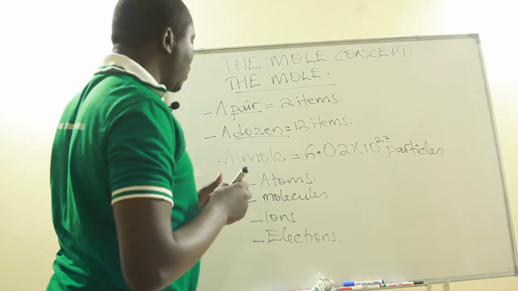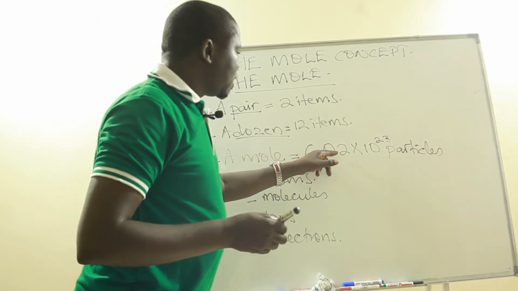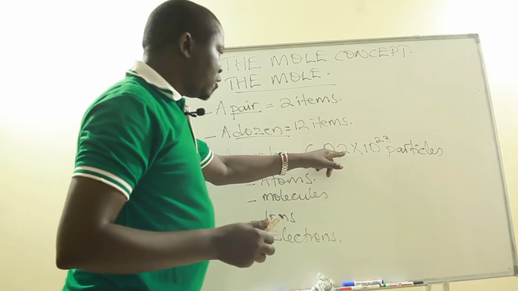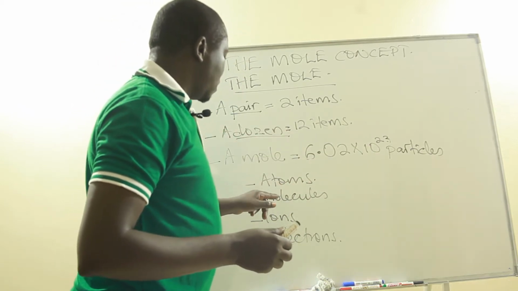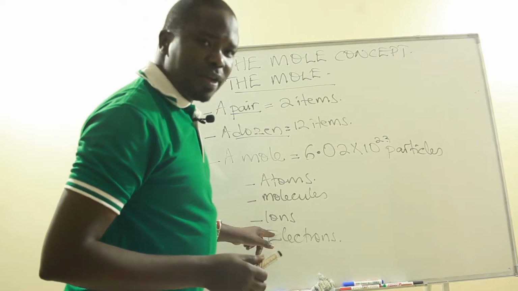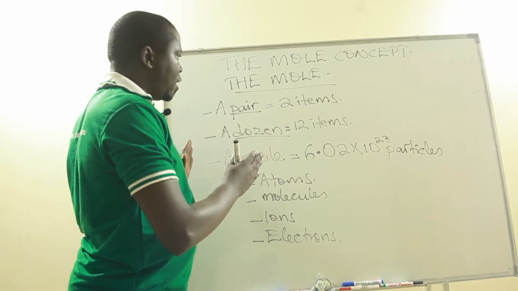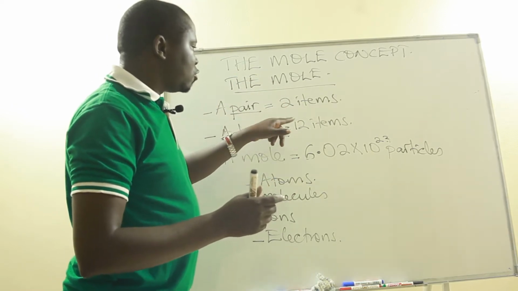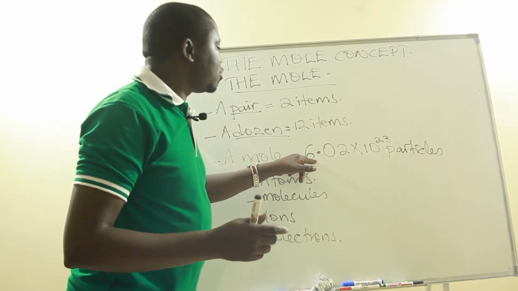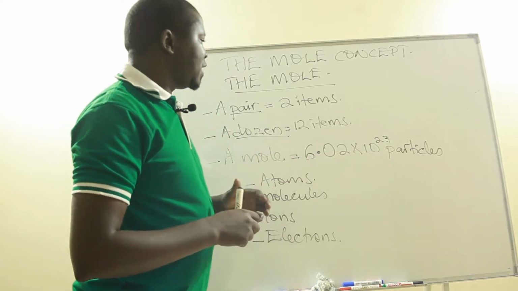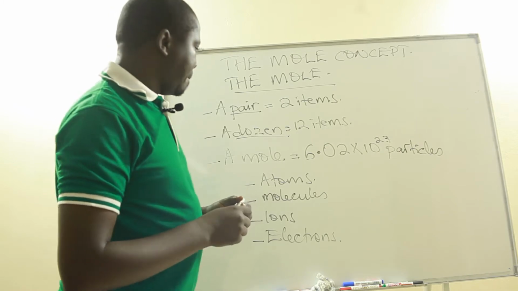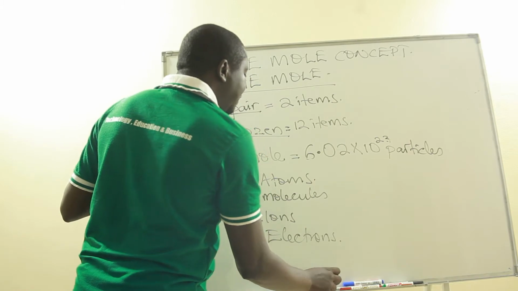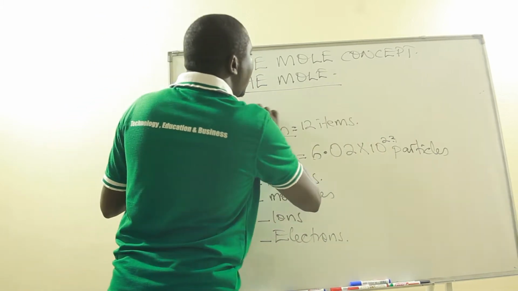So a mole consists of 6.02 times 10 raised to power 23 particles, and can be 6.02 times 10 raised to power 23 atoms or molecules or ions or electrons. So you can see, whereas a pair refers to 2 items, a dozen refers to 12 items, a mole refers to 6.02 times 10 raised to power 23 particles. And these particles are the ones that we have seen.